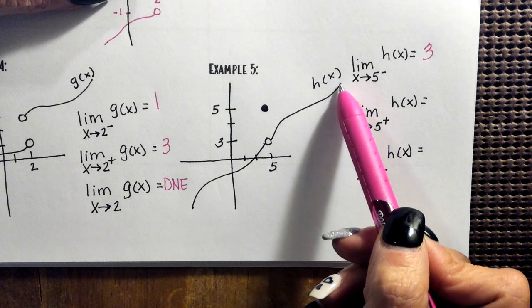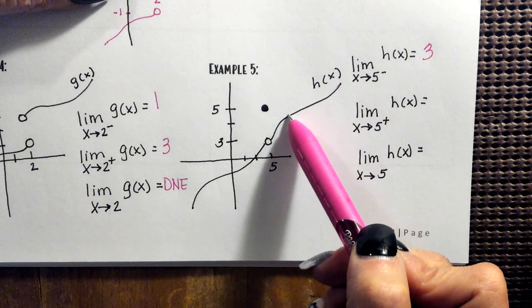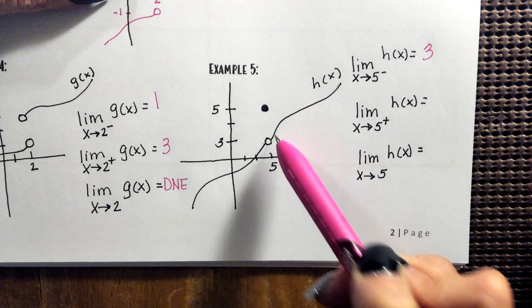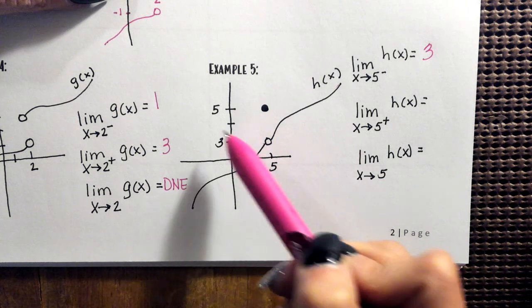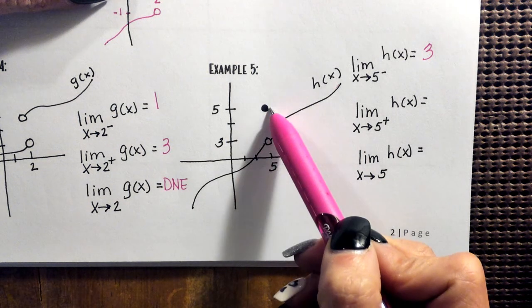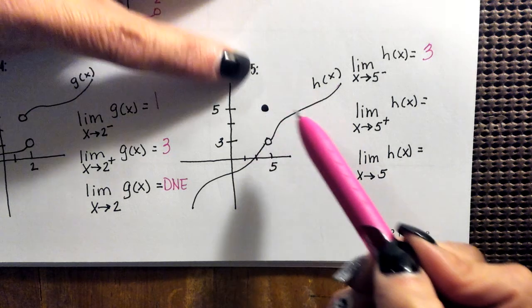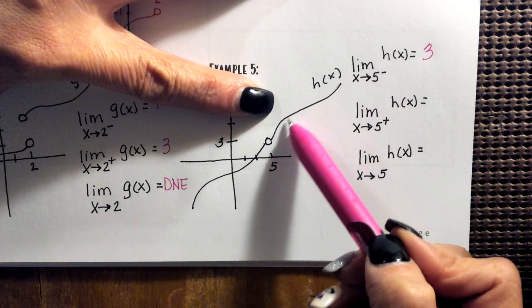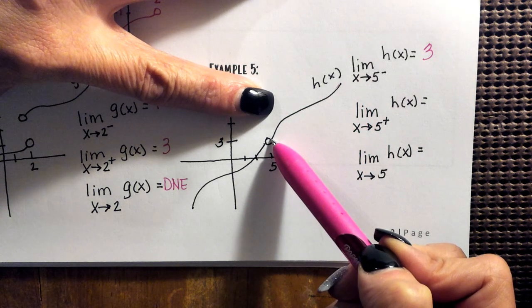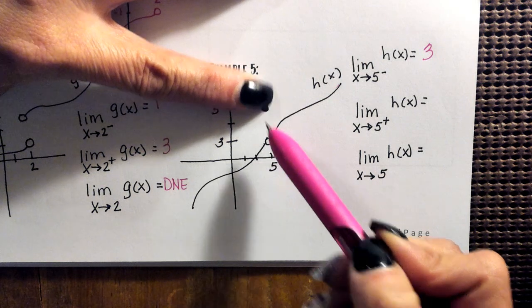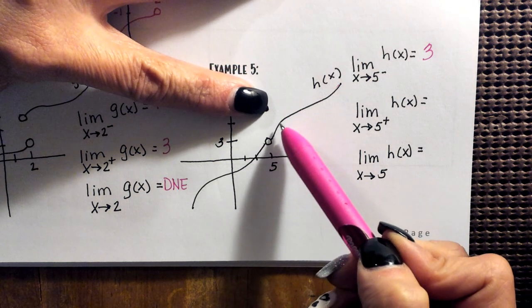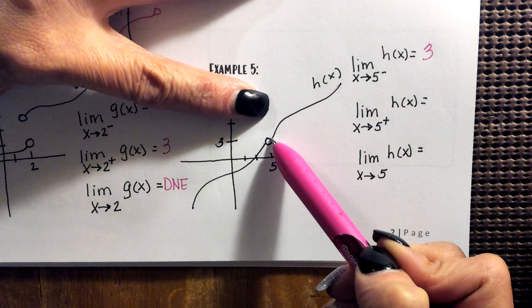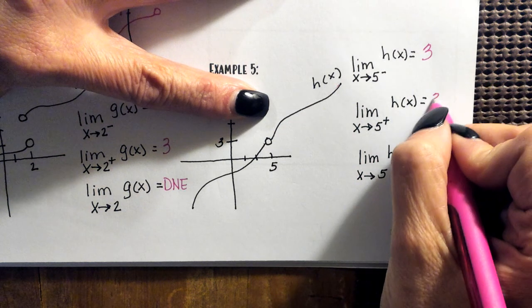When I come from the right, as the function gets really, really close to 5, my value is approaching 3 still. And you're like, but wait, there's a point up there. Yeah, but am I approaching it? No, I could cover it up. I'm approaching that point right there. When I get to 5, I jump up there. But I don't reach 5. I just get really, really close to it. So I'm also approaching 3.